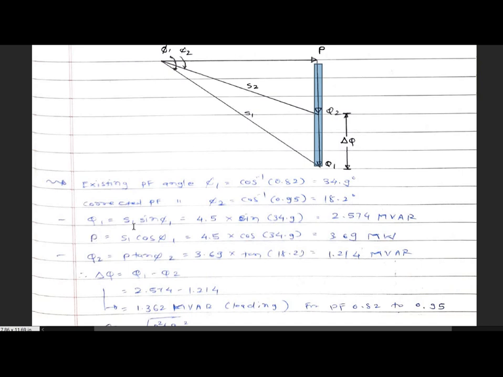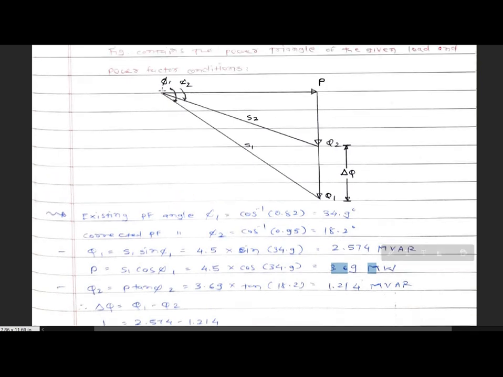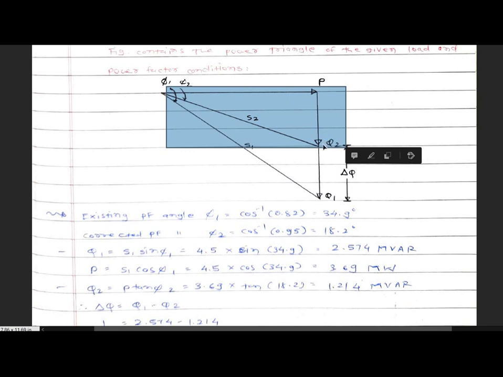Now find the P regarding this. It is given by S1 cos phi 1 is equal to 4.5 into cos 34.9. The value for the P is given by 3.69 megawatt. Now we have to follow the same procedure for this triangle, for this triangle Q2, S2 and P.